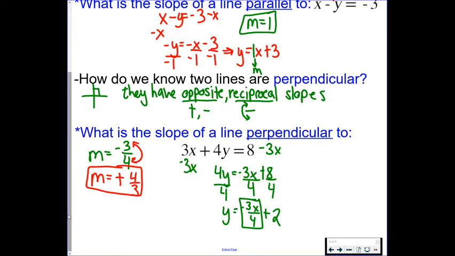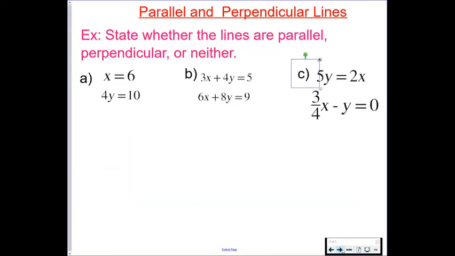Let's do some examples where you have to state whether lines are parallel, perpendicular, or neither. Again, the main focus is the slope. So as we look at example A, x equals 6. What kind of line is that? Right, if it's x equals 6, it's a vertical line. Remember from your Algebra 2 days, x equals 6 is a vertical line.